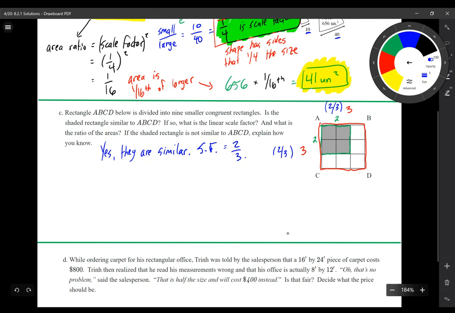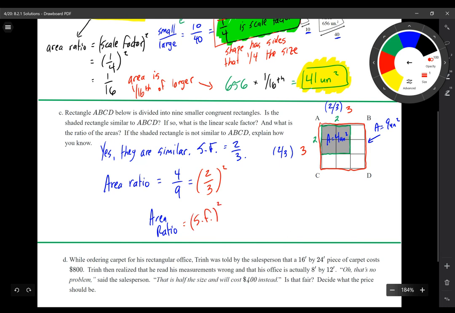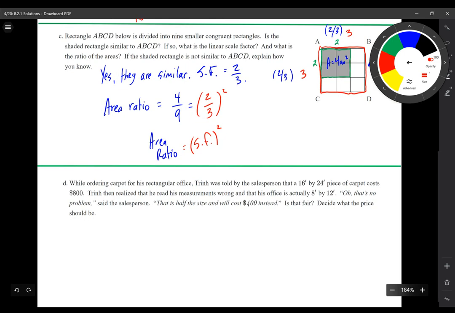We know that the area of this shape right here is 4 units squared, while the area of the larger one is 9 units squared. So when we take our ratio, our area ratio is equal to 4 over 9, which happens to be 2/3 squared. So as usual, our area ratio is equal to the scale factor squared. That happens every time, and you can set up proportions or figure it out in your own way.